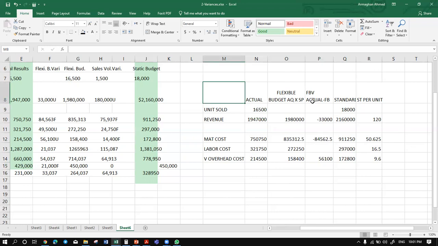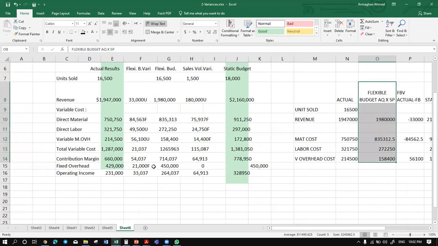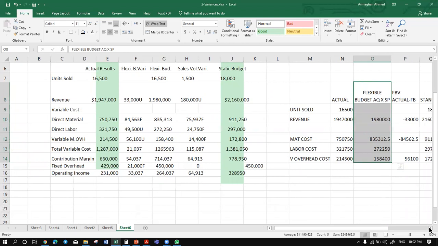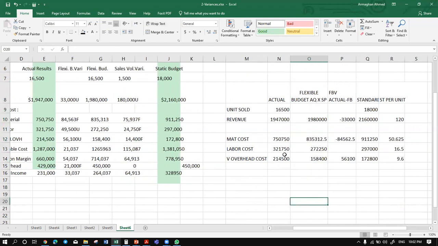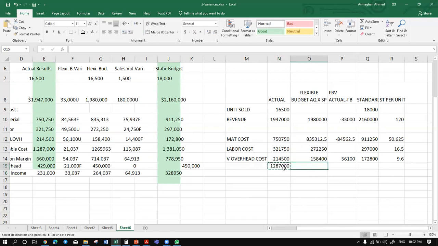This is called flexing the budget. Basically, we flex the budget. You can see I have taken it up to variable cost. If I calculate contribution margin, we know it is sales value minus all this stuff. This is called contribution margin. Let's total all these three, then copy this. Okay, this is the value.